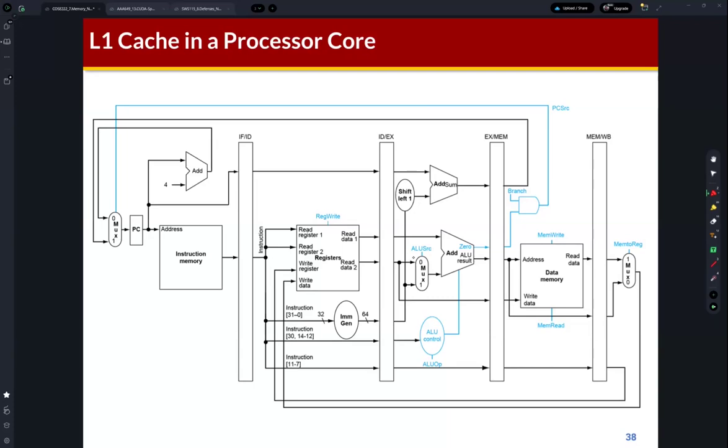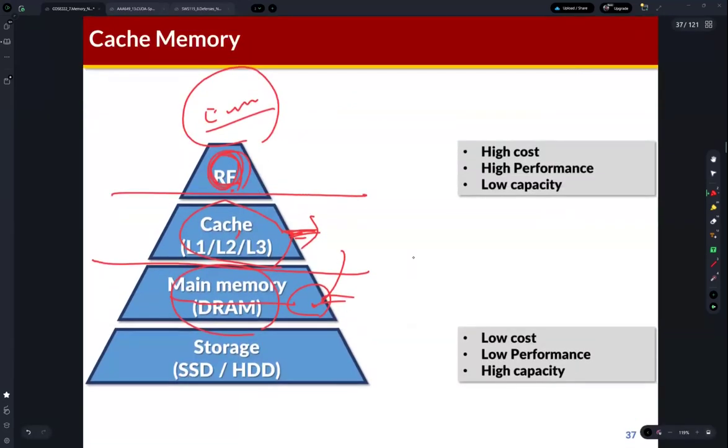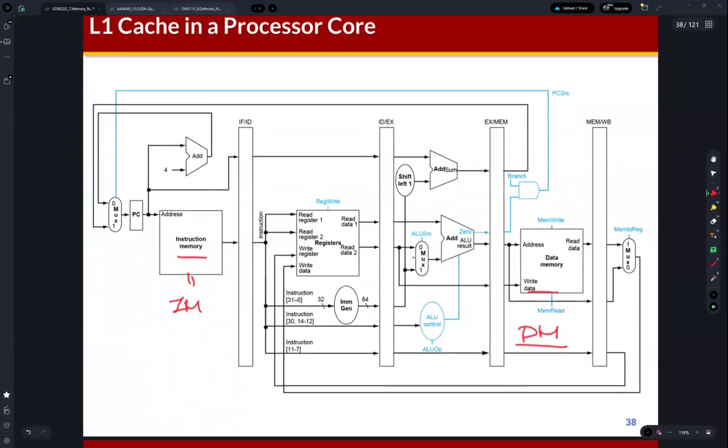But in chapter 4, we learned that this is an instruction memory, and this is a data memory, right? But the main memory is far from a core, right? So where is our cache? There are two memories here, instruction memory and data memory. Actually, in a processor architecture, these are caches.